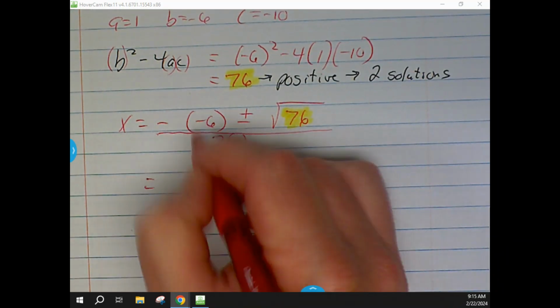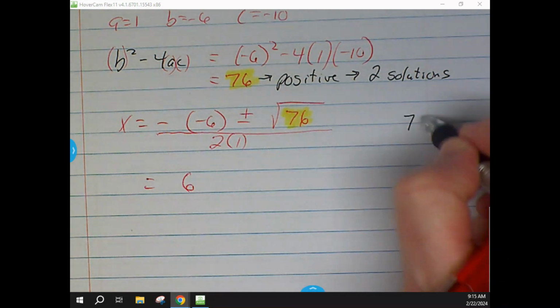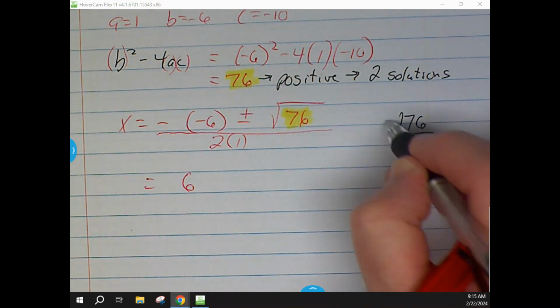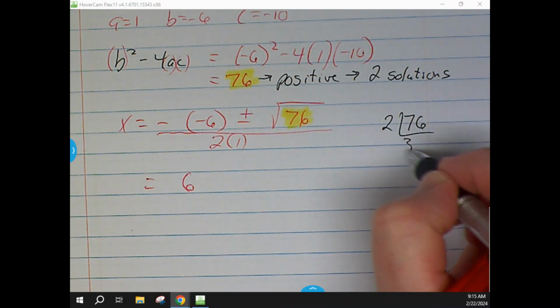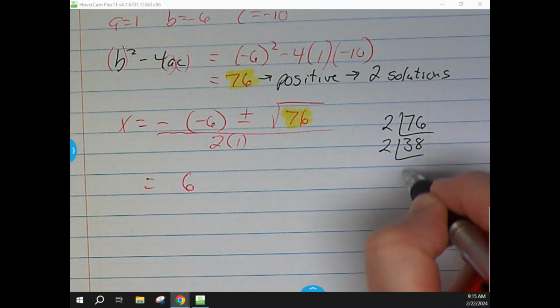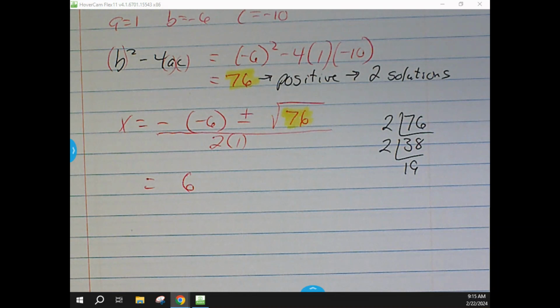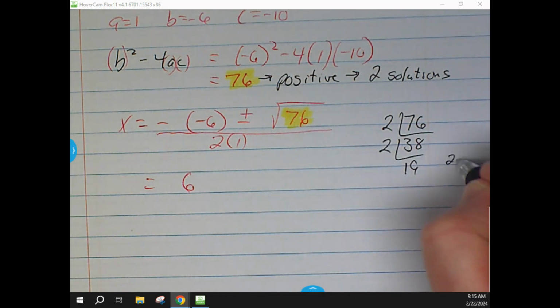Okay, so minus negative makes that a positive 6. For the square root of 76, let's go ahead and start to break it down on the side over here. It's even. We can divide it by 2. 76 divided by 2 should be 38. 38 divided by 2 is 19. So 76 is 2 times 2 times 19.